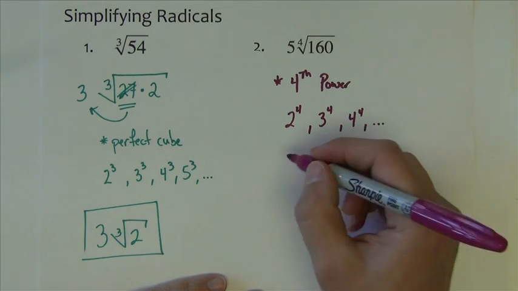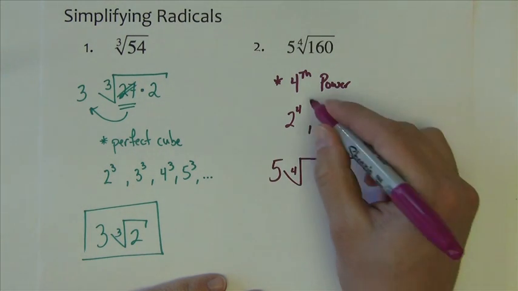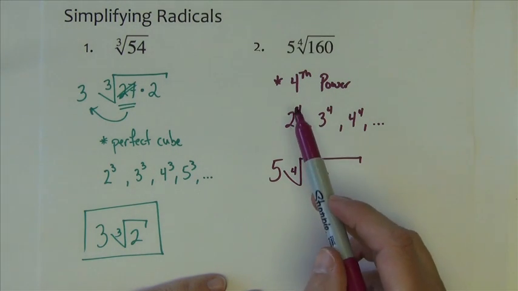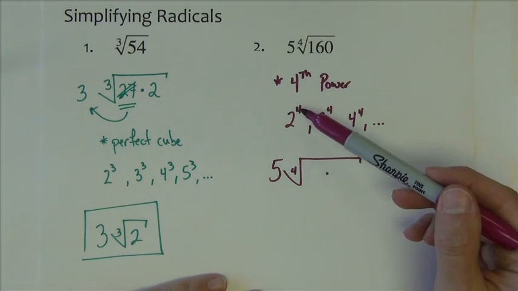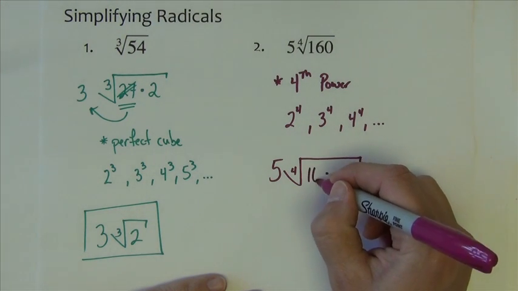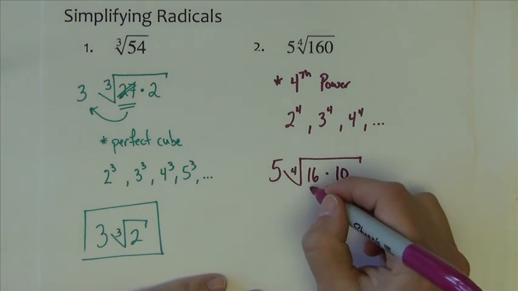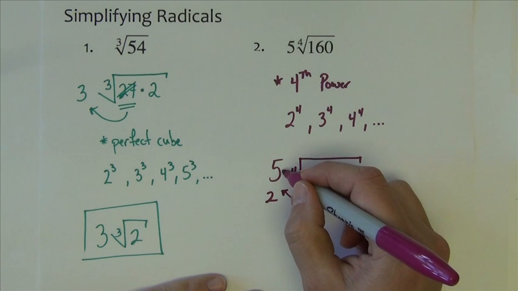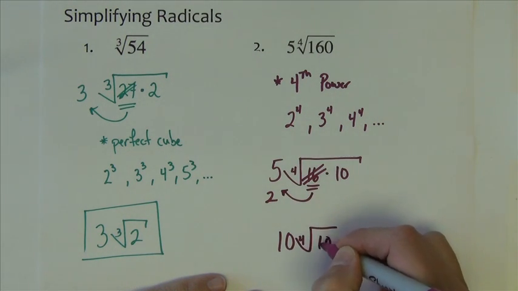So let's see, this problem is 5 times the fourth root of 160, so I need two numbers that multiply to 160. One of those numbers should be one of these numbers. Well, it just so happens that our first one, 2 to the fourth power, is 16. 16 divides 160 10 times. So I use 16 times 10. 16 is the fourth powered number. The fourth root of 16 is 2. These numbers on the outside are going to multiply, so we get 10 fourth root of 10.